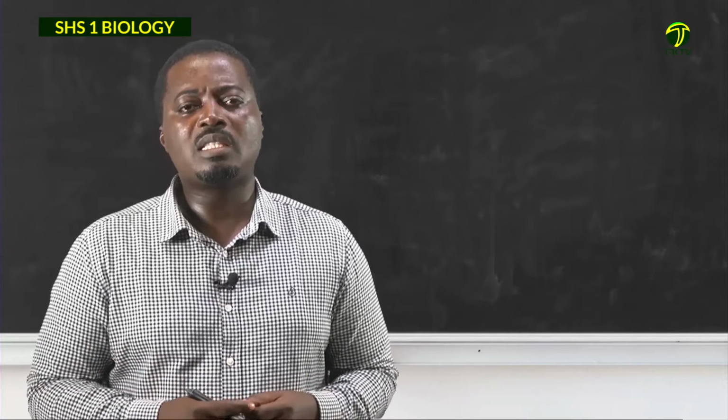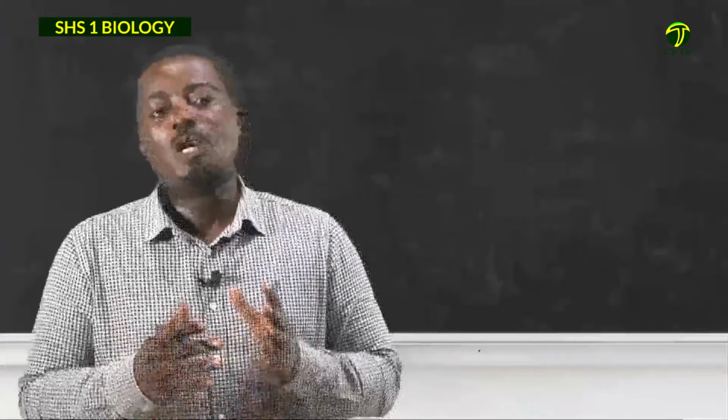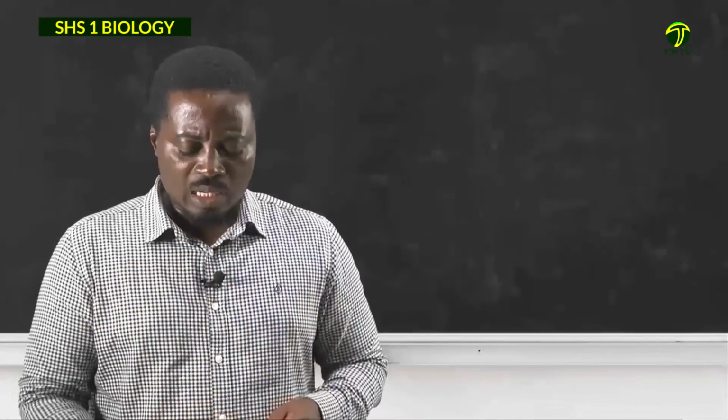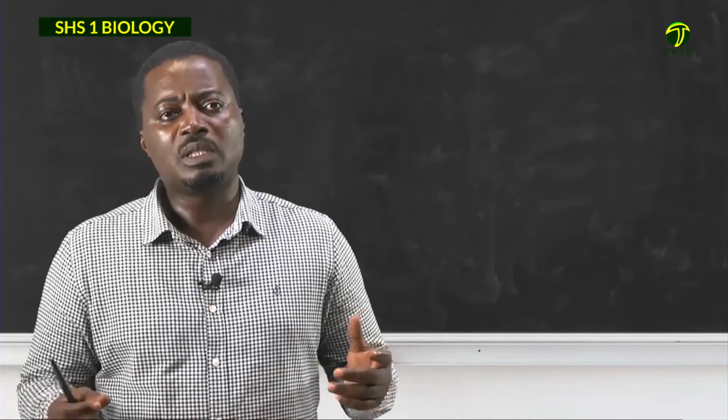Then taxonomy is a science that deals with the study of identifying, grouping, and naming organisms according to their established natural relationship, or say the general characteristics that the organism has. We group certain organisms together. Animals are there, plants are there, fungi are there. Within animals, we have mammals, we have birds. So when you decide to study these things, you are doing taxonomy, which we normally call classification. That is it. So the next thing that we want to look at is the importance of biology.